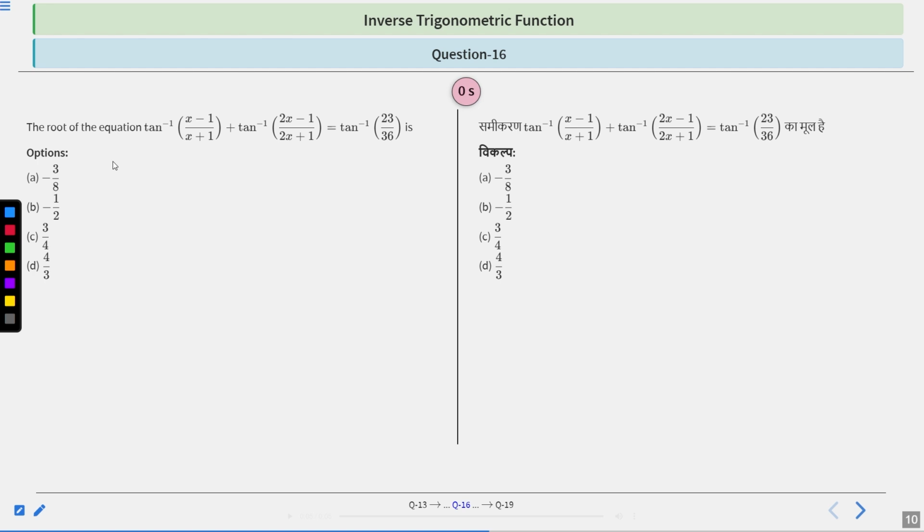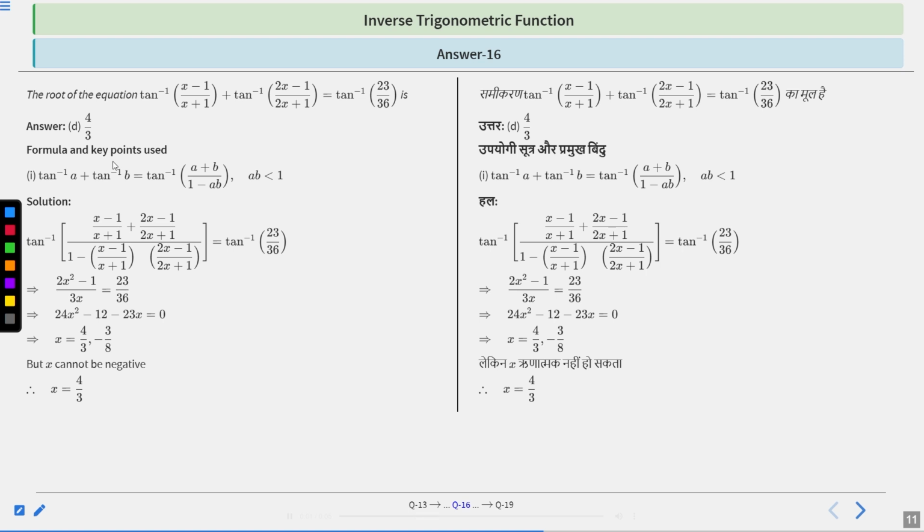Okay, let's move to the solution part. The formula and key point we have to use in this question is tan inverse a plus tan inverse b is equal to tan inverse (a plus b upon 1 minus ab), where a into b is less than 1. So tan inverse (x minus 1 upon x plus 1) plus tan inverse (2x minus 1 upon 2x plus 1) can be written as tan inverse of ((x minus 1 upon x plus 1) plus (2x minus 1 upon 2x plus 1)) upon (1 minus (x minus 1 upon x plus 1) into (2x minus 1 upon 2x plus 1)) is equal to tan inverse 23 upon 36, right? Therefore, after solving this, we will get (2x square minus 1) upon 3x is equal to 23 upon 36.